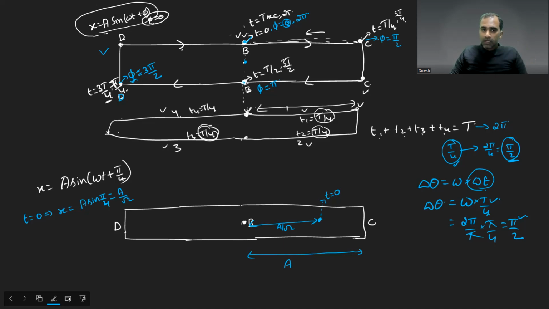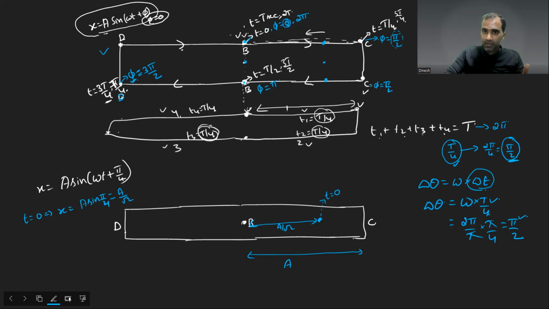Okay. Now tell me this. When you're traversing from B to C, you're going from 0 to pi by 2, correct? Similarly, when you go from C to B, what is the phase change? Pi by 2 to pi. You're getting this point twice, no? You can come across this point twice, right?